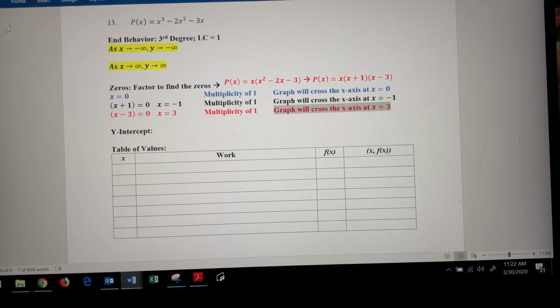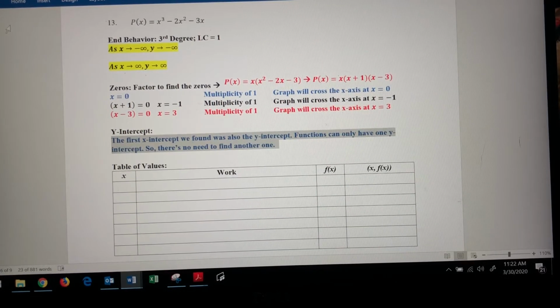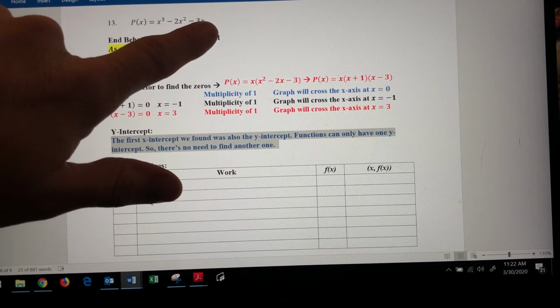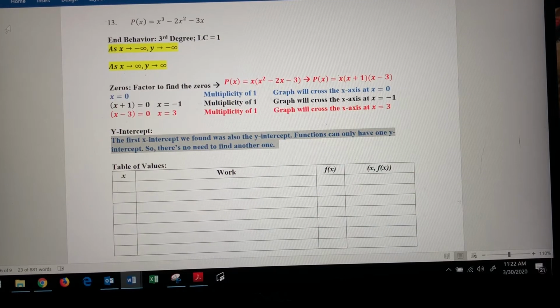So we know the graph is going to cross over the x-axis 3 times, right? Now the y-intercept has already been found. The first x-intercept was at the origin, so that's also going to double as the y-intercept. In standard form, you can always look at the constant. There is no constant there, which forces the y-intercept to be 0. If there were a constant there, then the y-intercept would be that value.